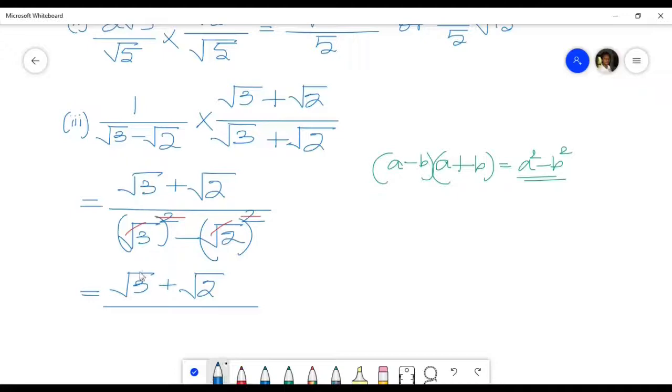When we cancel the square and the square root, we are left with 3 minus 2. The next step is to simplify it further. Root 3 plus root 2 divided by 3 minus 2, which is 1. So we can write the answer as root 3 plus root 2. So that is our answer.